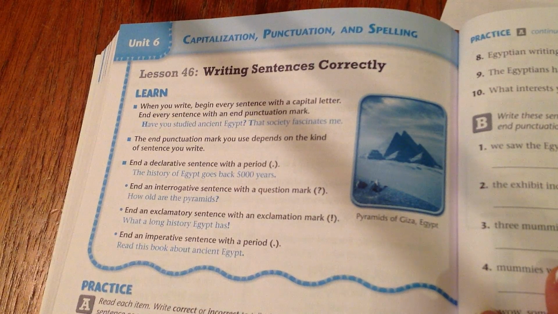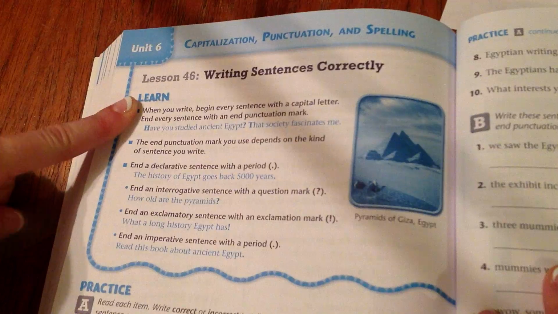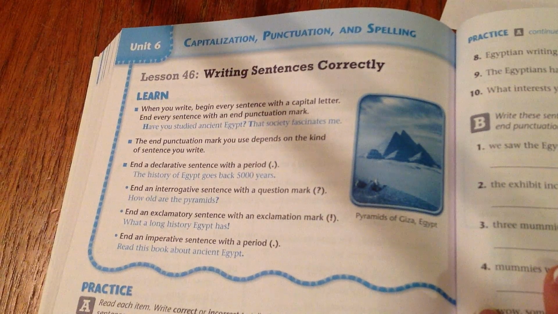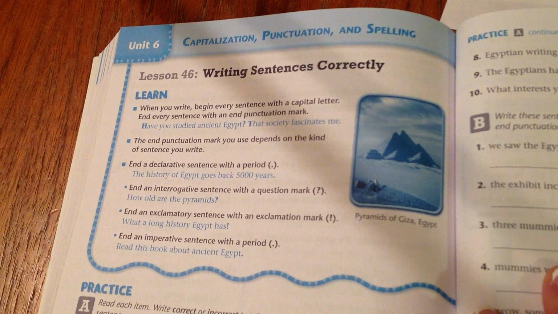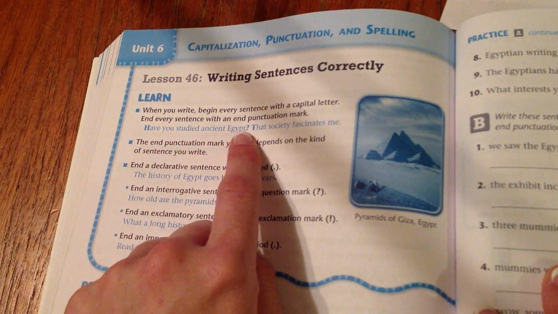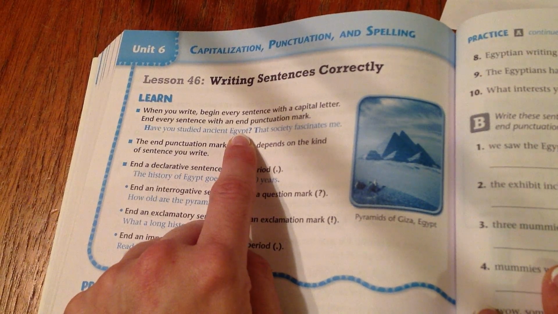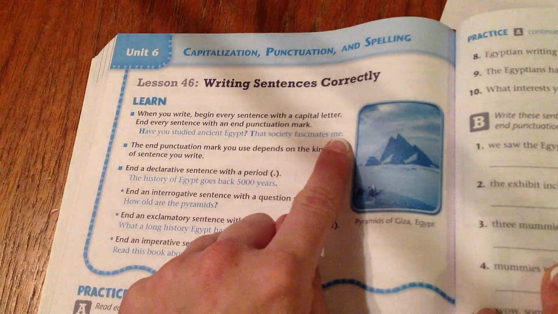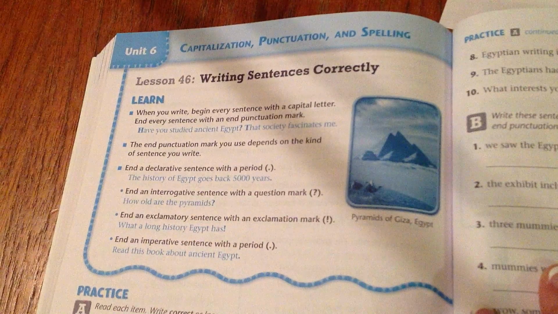So as we all know, when you write, we begin every sentence with a capital letter and end every sentence with an end punctuation mark. So they give us a sample sentence here. Have you studied ancient Egypt? That society fascinates me. Those are two separate sentences. So the first sentence needs a capital letter and the second sentence needs a capital letter. You need punctuation at the end, which in this case is a question mark, and a period at the end, which in this case is a period, the punctuation at the end of this sentence.